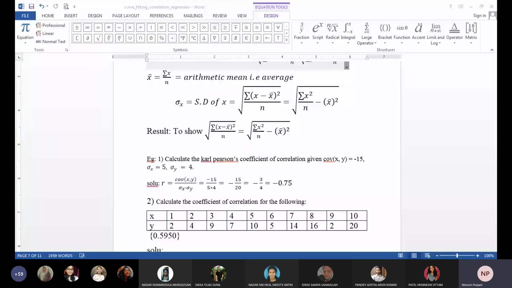Yes, sir. Okay. So what I was telling is that the value of r is minus 0.75. You have to check that it is between minus 1 and plus 1. If it goes outside the range, that means your calculation is wrong. Okay?